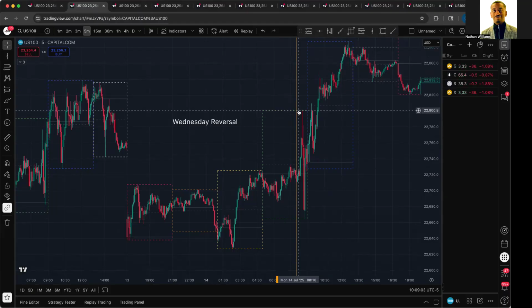Because you know what? It has to take out the high of Thursday for Friday to make a new high. And that's exactly what it did. Then it had to pull back, then it ran up some more. But if Wednesday is the low, you can anticipate that Friday is going to be the high.